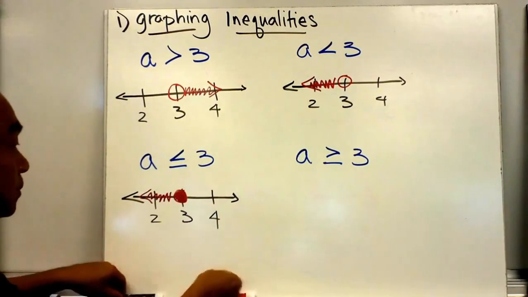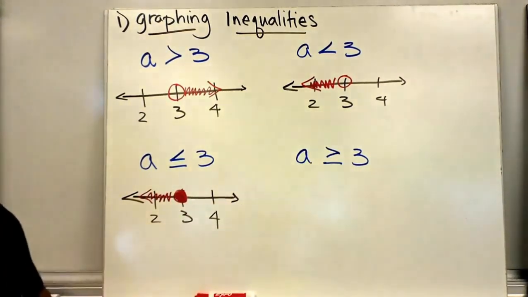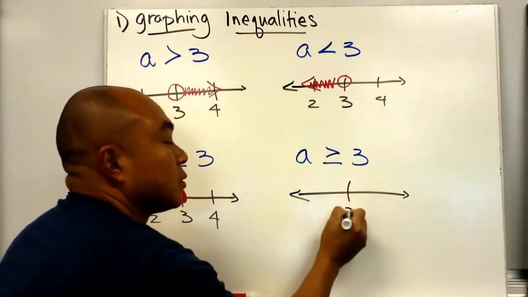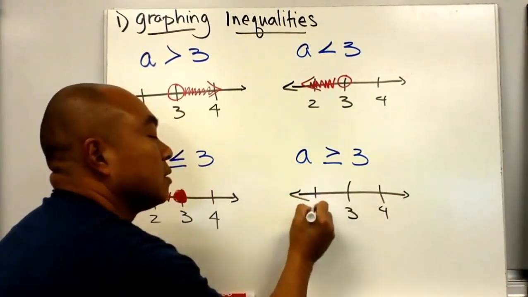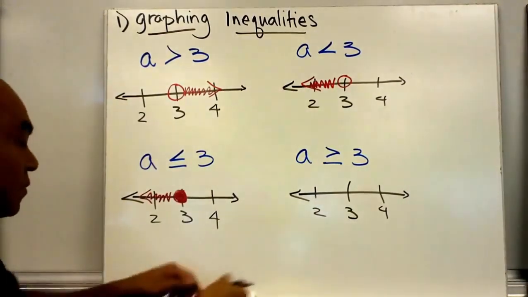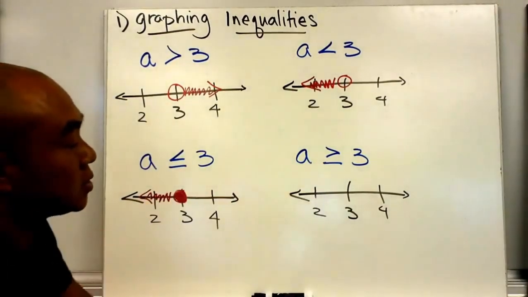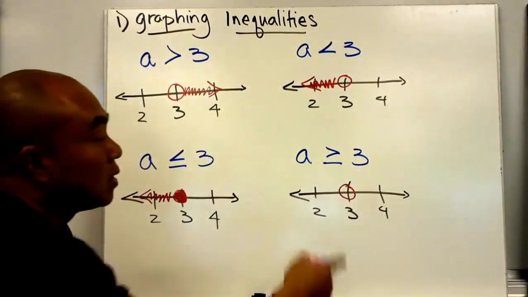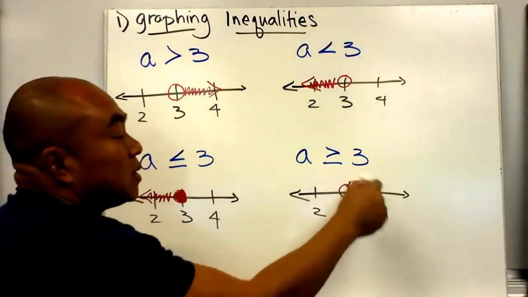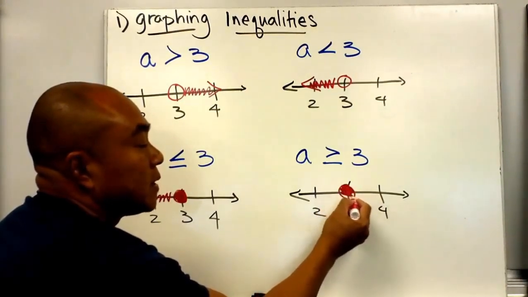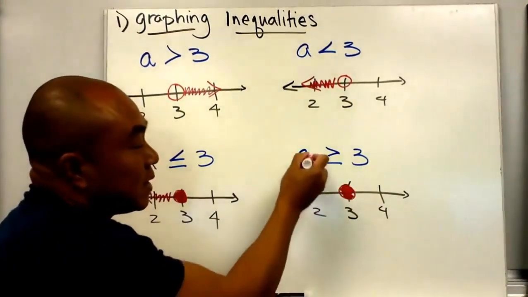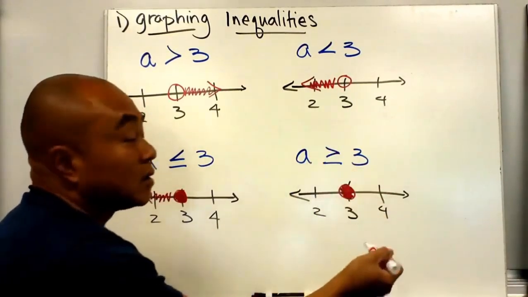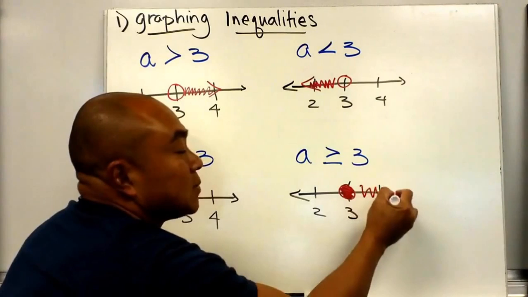Alright, let's do another one. A is greater than or equal to 3. So let's draw our number line. Here's 3, here's 4, and here's 2. So same thing. Again, I'm going to start off with my number 3. I have an open circle for now. Then I notice that it also could be equal to 3. So I'm going to fill that in. And I'm looking for every single answer that is greater than or equal to 3. So I have equal to 3. I need greater than. So that's going to be everything else that's past that 3.